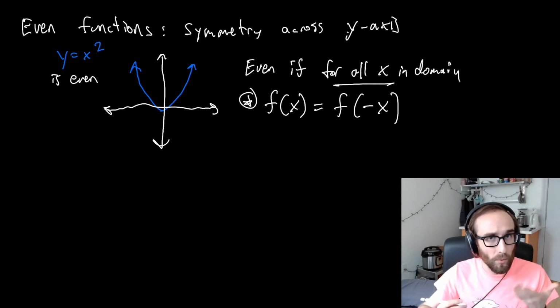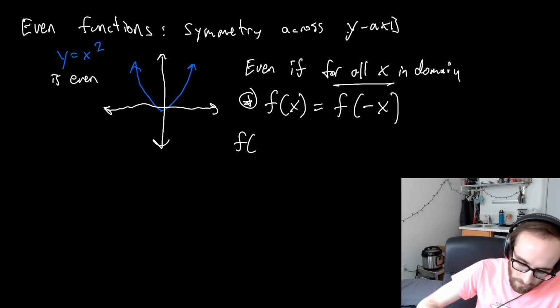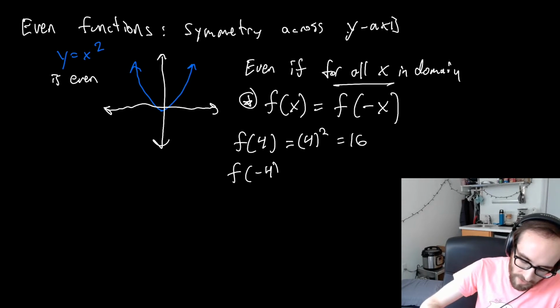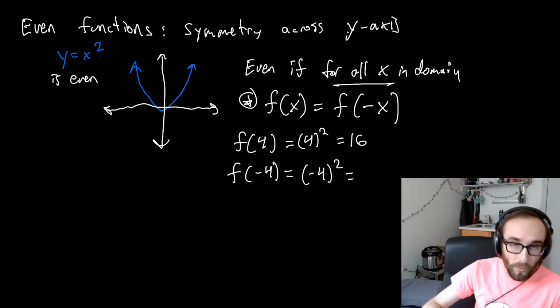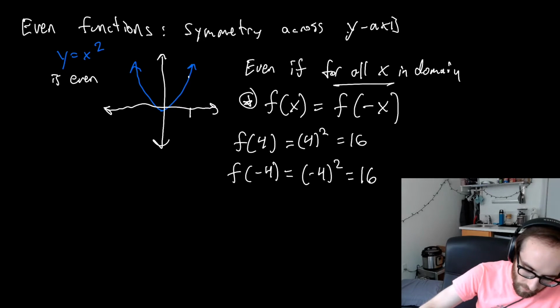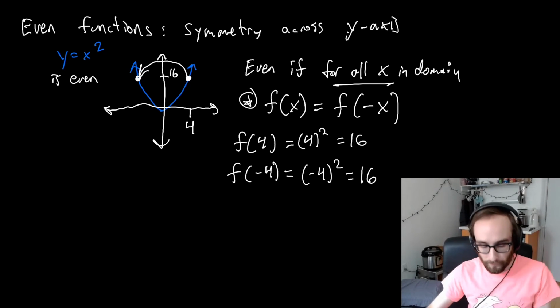And we can see this with y equals x squared. If we look at f of 4, well, f of 4 is 4 squared, which is 16. And we can see f of 4 is equal to f of negative 4. And that's because the negative, when we square it, it becomes a positive number. In other words, if this is 4, 16, if we reflect it and look at the negative 4, we'll get the exact same output.